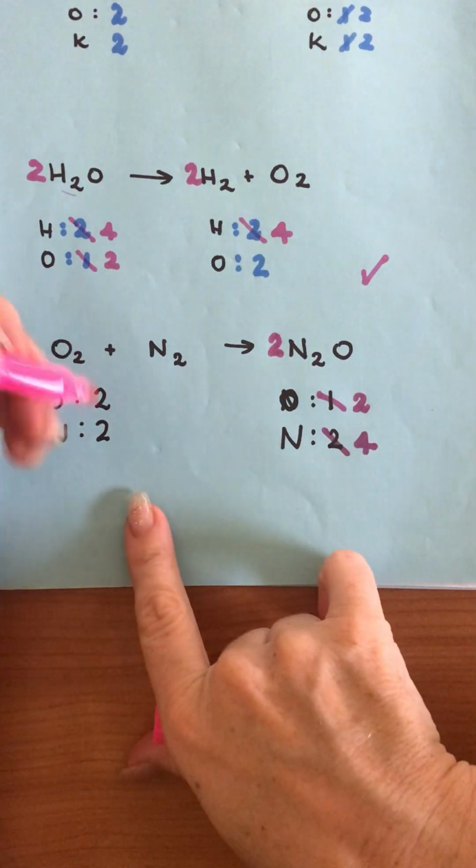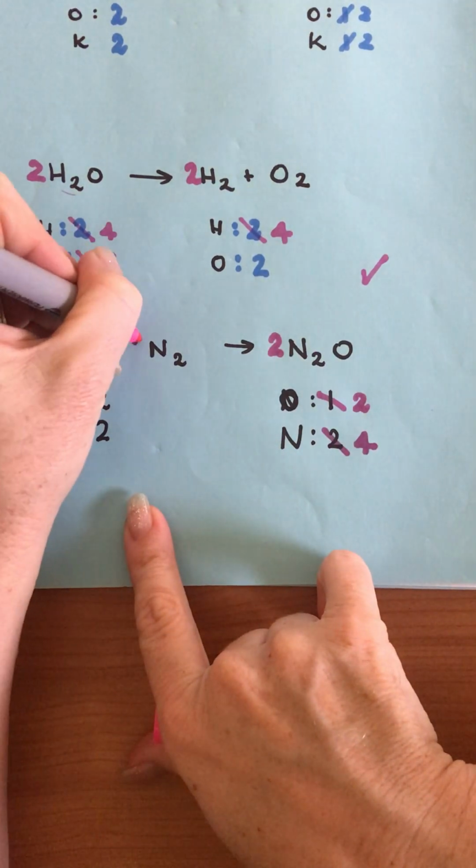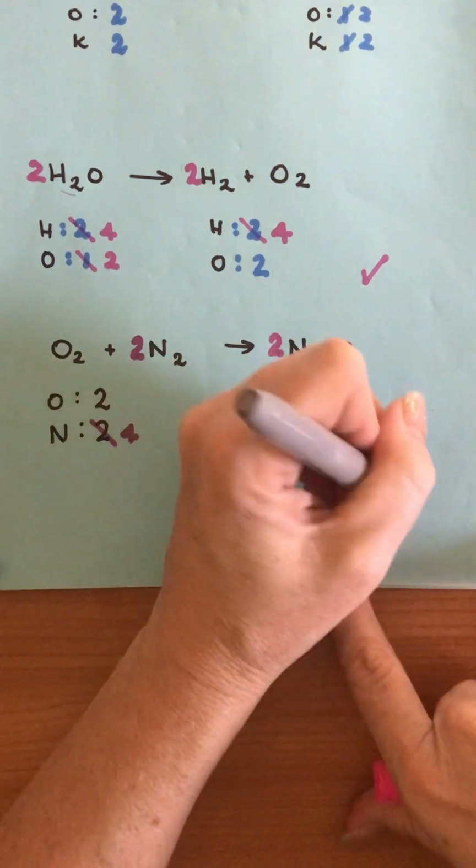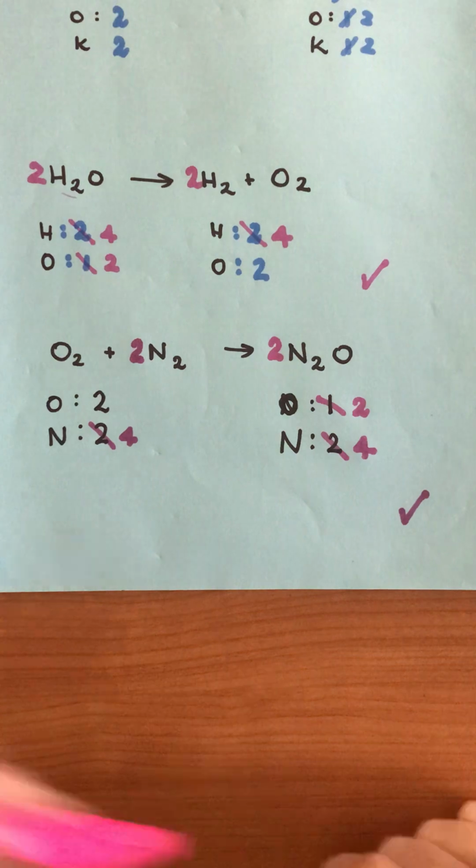Looking over here then, I now need more nitrogens. So if I put a 2 in front of that, 2 times 2 is going to give me 4, and then I have a balanced equation.